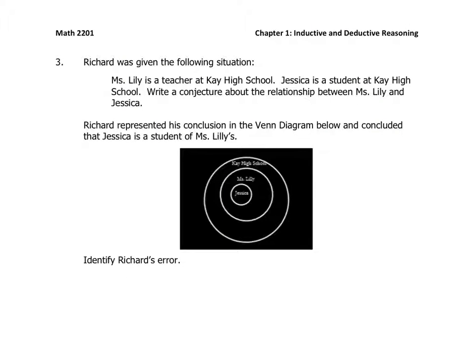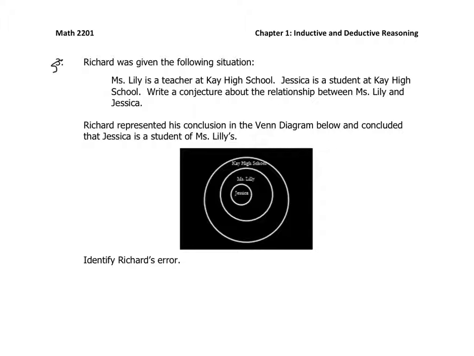Okay, the next example, that numbering is wrong. I can't remember which example number this is, anyway. Richard was given the following situation. Miss Lily is a teacher at K High School. Jessica is a student at K High School. Write a conjecture about the relationship between Miss Lily and Jessica. Richard represented his conclusion in the Venn diagram below and concluded that Jessica is a student of Miss Lily's.